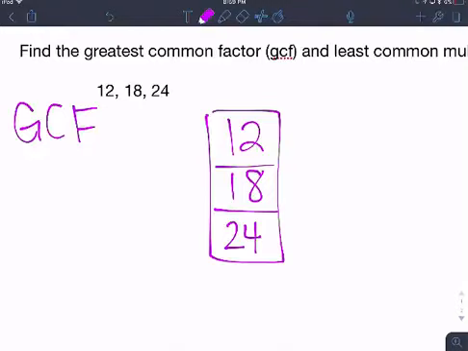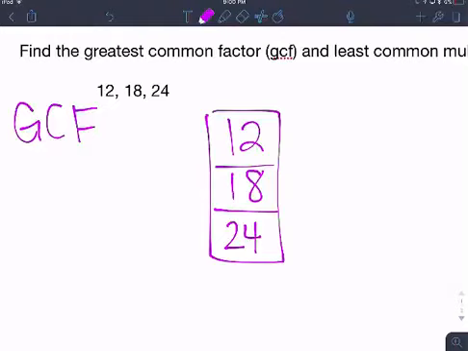Factors, remember, are numbers that multiply together. So factors of 6 would be 1 and 6, because 1 times 6 is 6, and 2 times 3 is 6. So 1, 2, 3, and 6 are all factors of 6. So those are factors. And least common multiple, remember multiples are like skip counting. So 5, 10, 15, 20, those are all multiples of 5 because we can count by 5s. So, greatest common factor. Back to that.